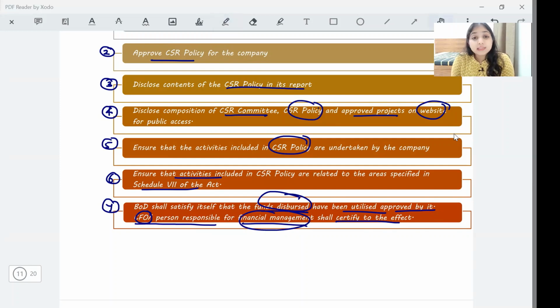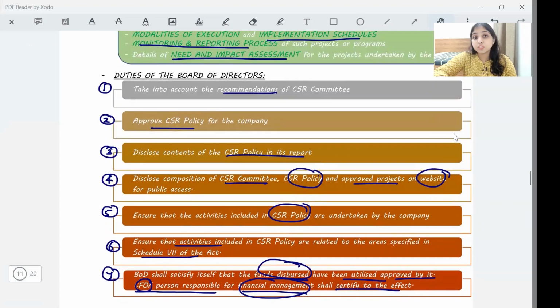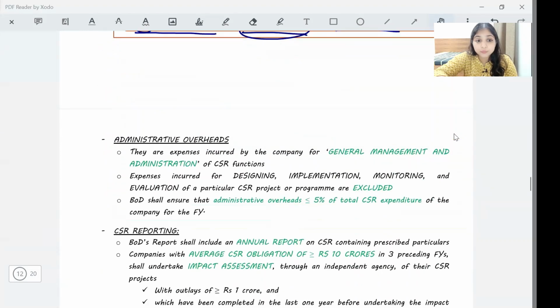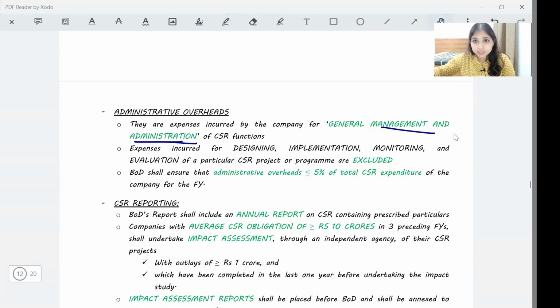The board should ensure that whatever money is released for CSR is not misused and is used only for the purpose of CSR. The CFO or any other officer responsible for financial management also has to give a certificate to this effect that money has not been misused. These are the 7 duties of our directors. Understood? Now listen. For CSR activities, the company may end up incurring some managerial and admin expenses in relation to CSR.